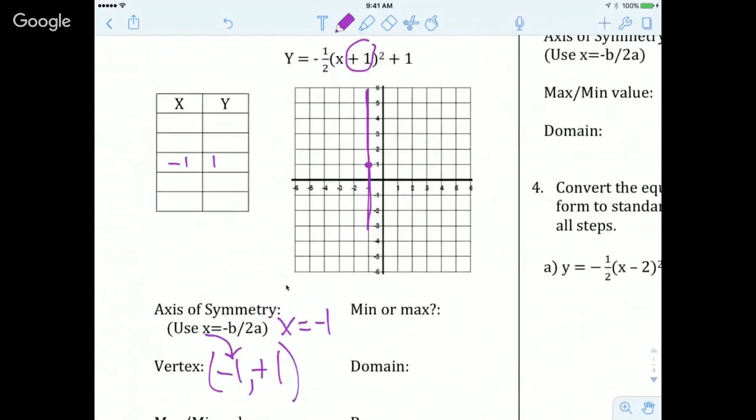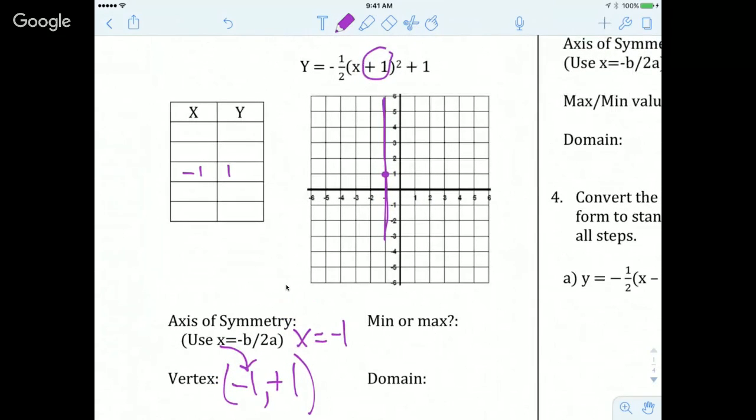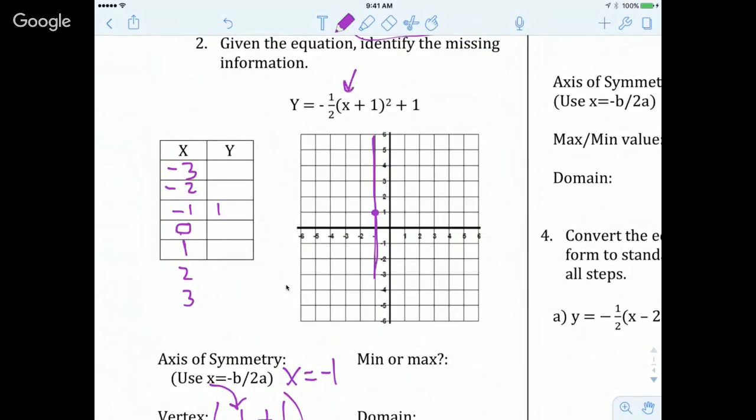Then you can actually go one value above or one value below. So after negative 1 comes 0, then 1, then 2, then 3. And as you go backwards, negative 2, negative 3. Well, let's think about this. What happens if you plug 0 in for your x? What's 0 plus 1? That's 1. What's 1 squared? 1. And what's negative 1/2 times 1? Negative 1/2. And negative 1/2 plus 1, since we plugged in a 0, is 0.5.